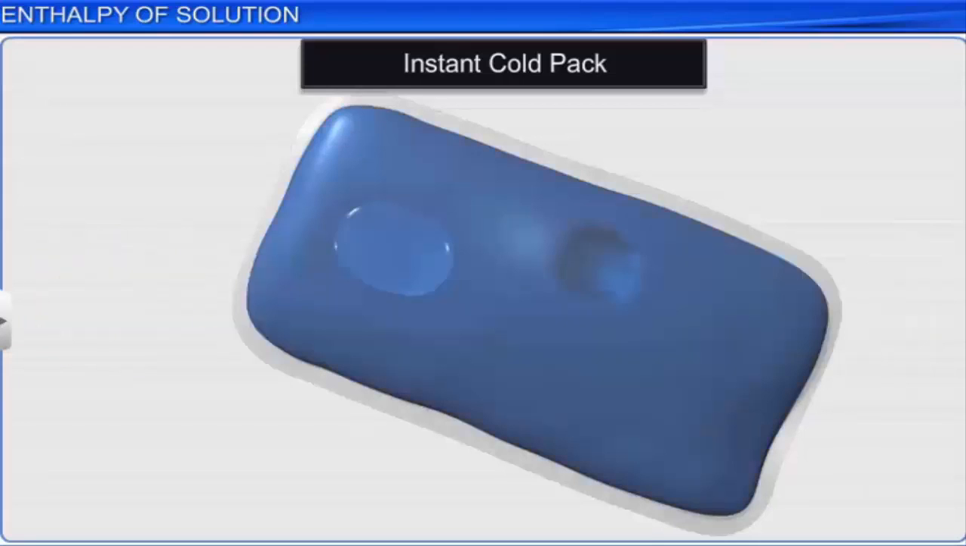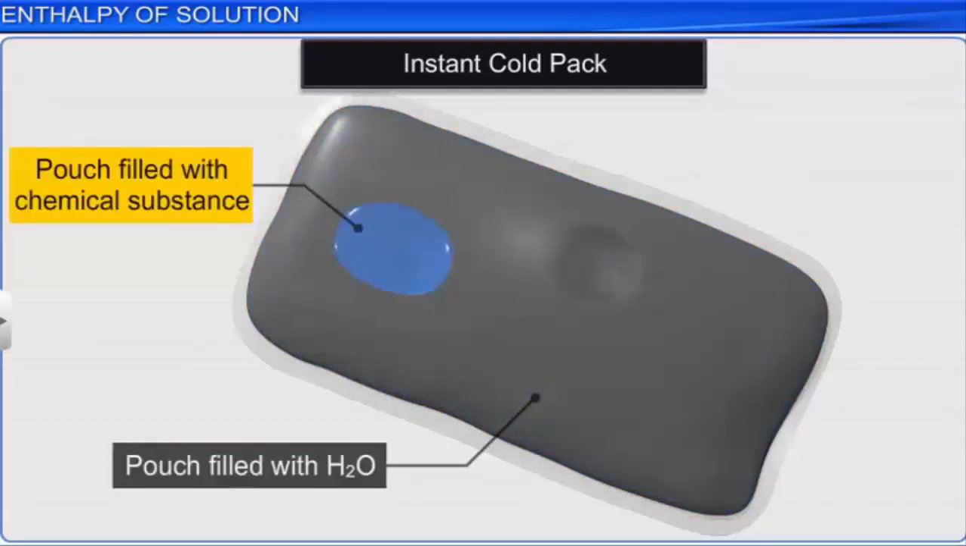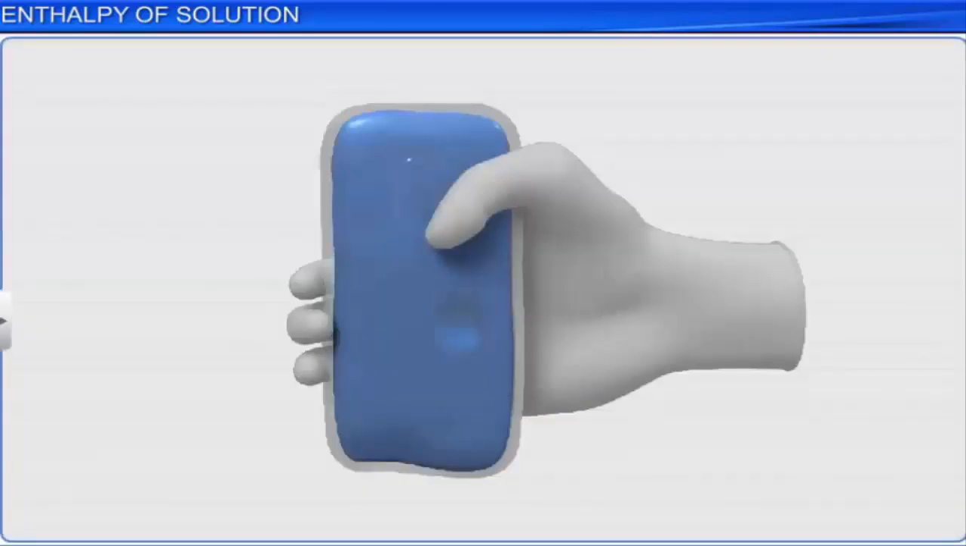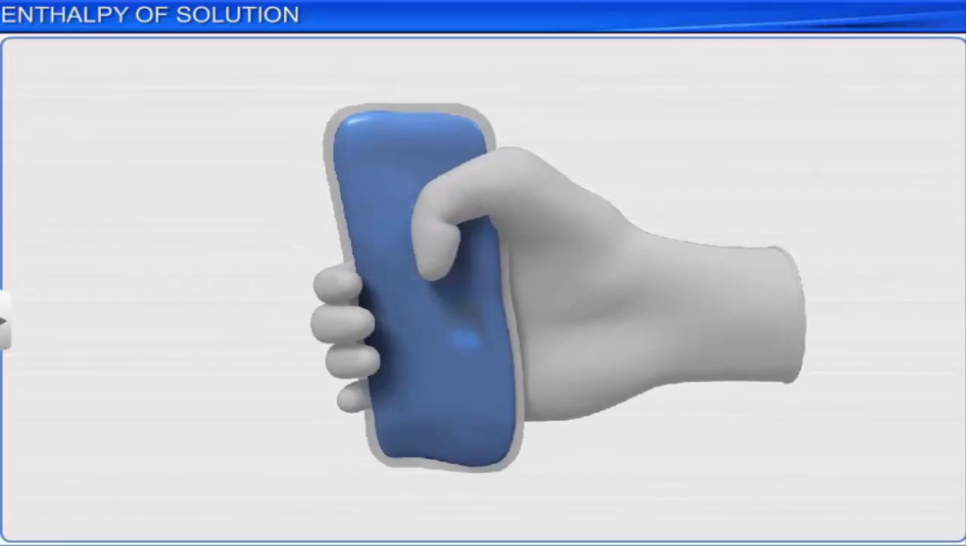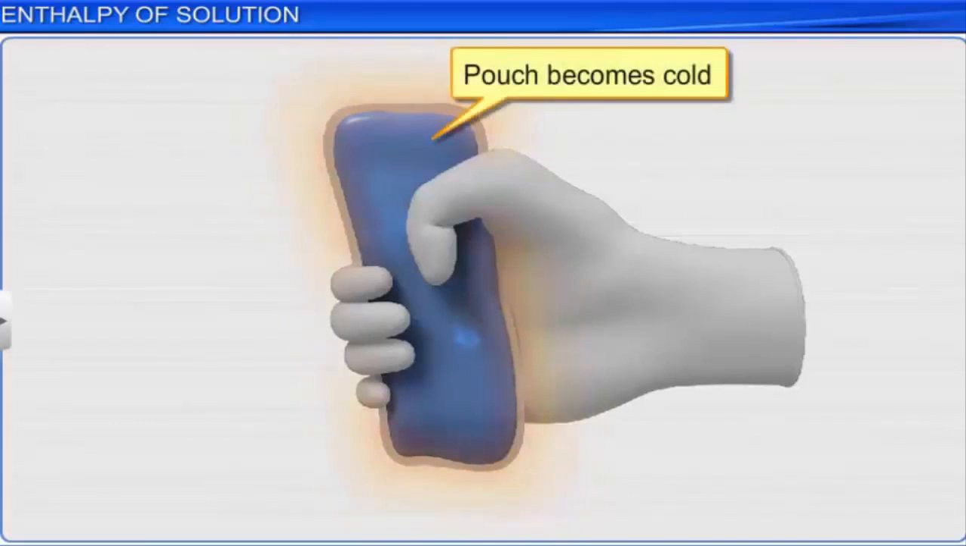A cold pack contains 2 pouches, one filled with water and the other filled with a chemical substance. When the pack is squeezed, the pouches break and the chemical substance dissolves in water. The chemical reaction in the pouch absorbs heat energy from the surroundings. The temperature of the surroundings decreases, causing the pouch to become cold.